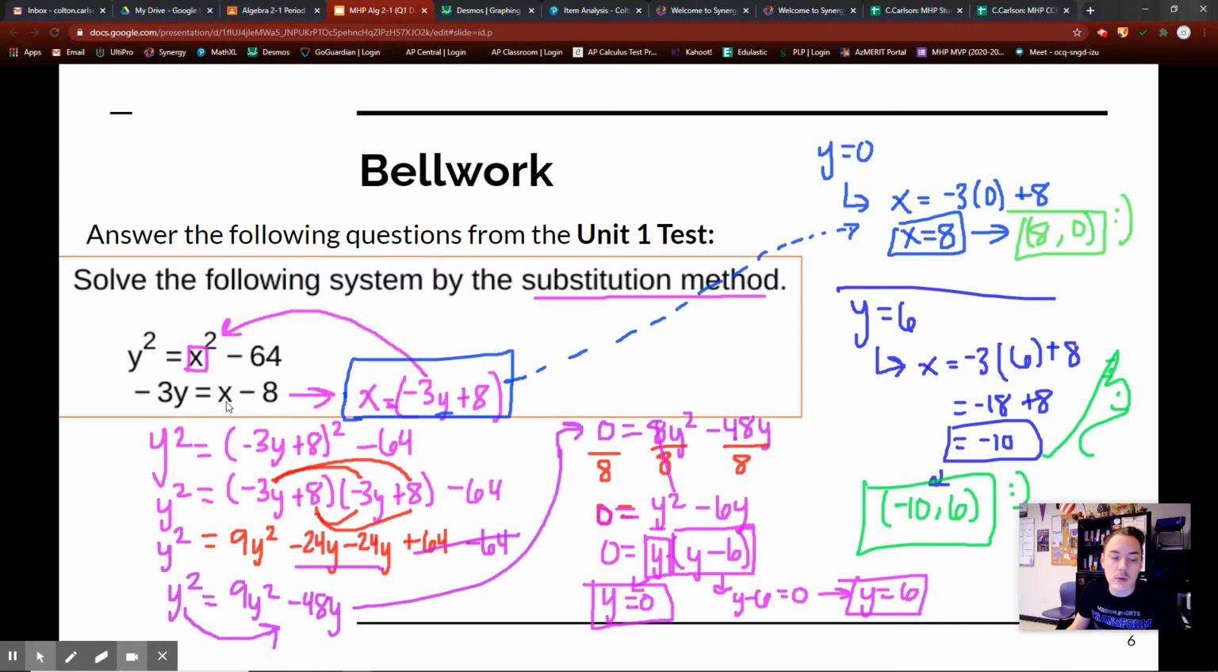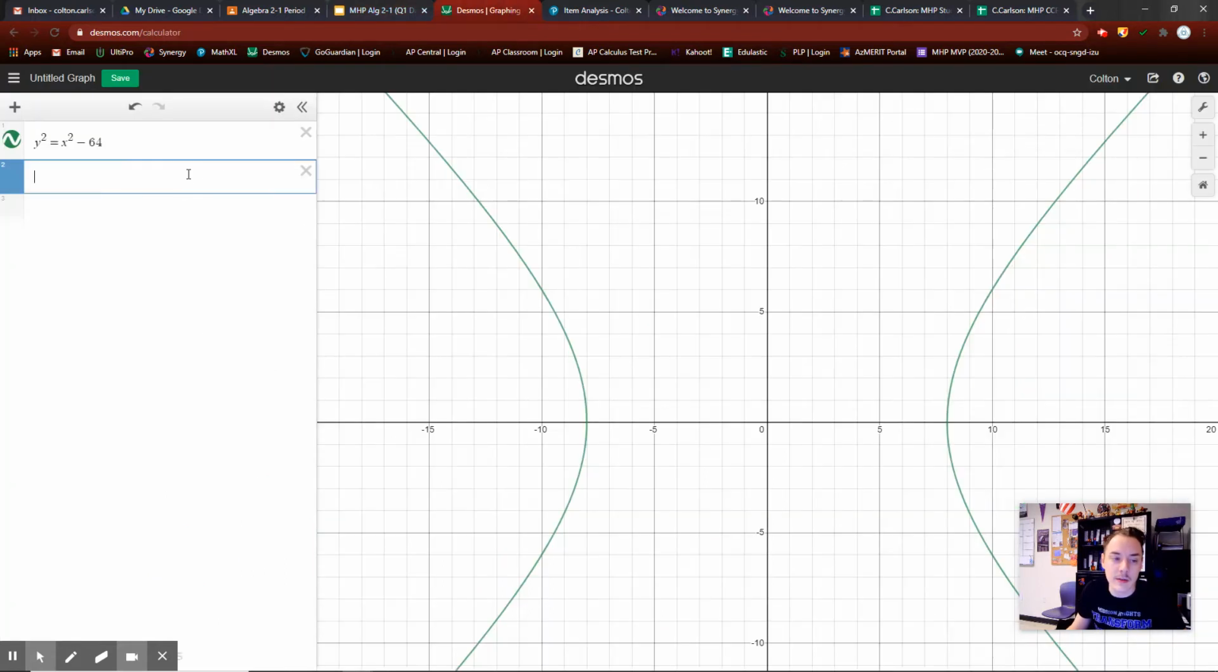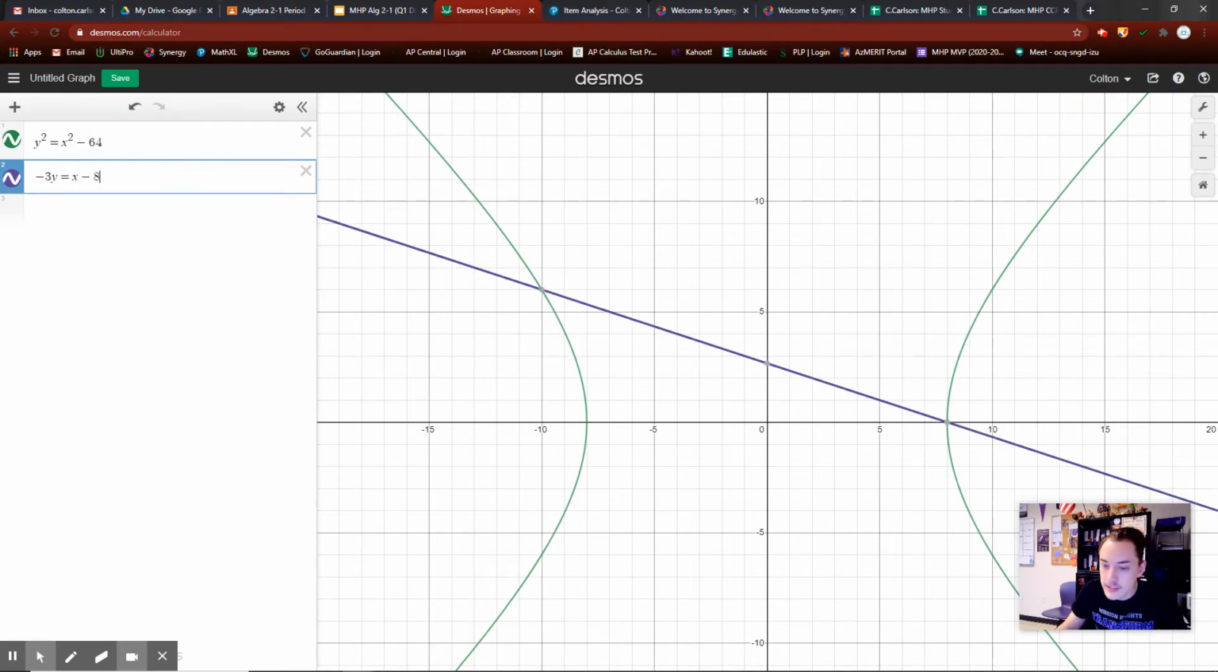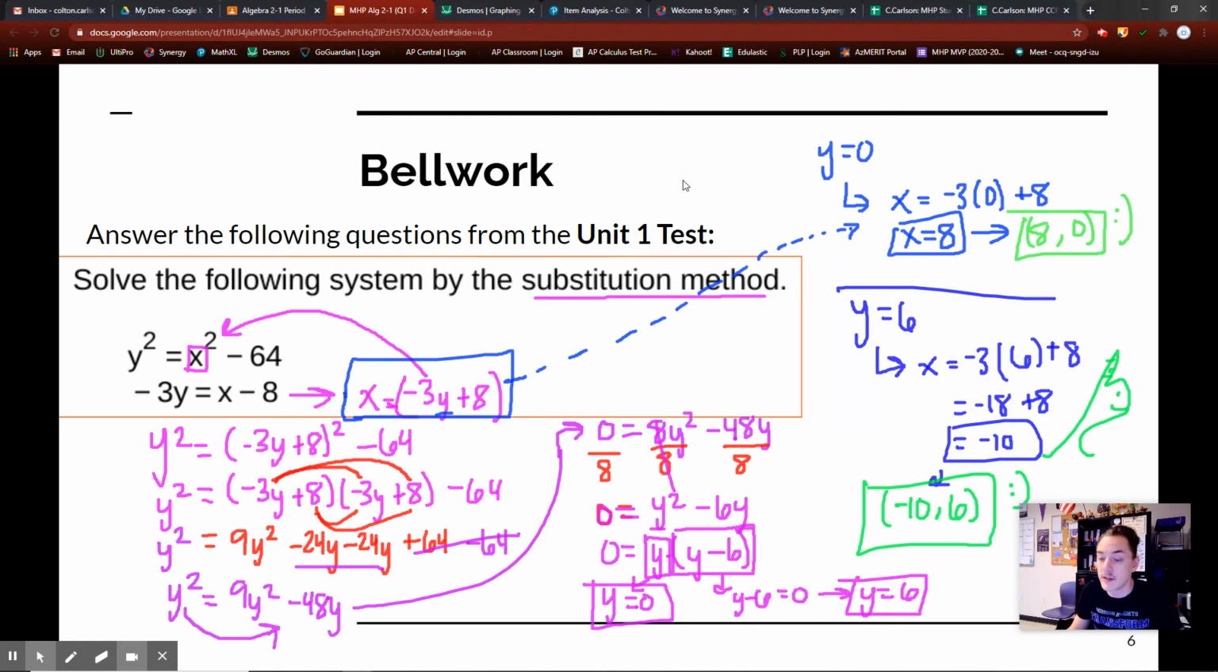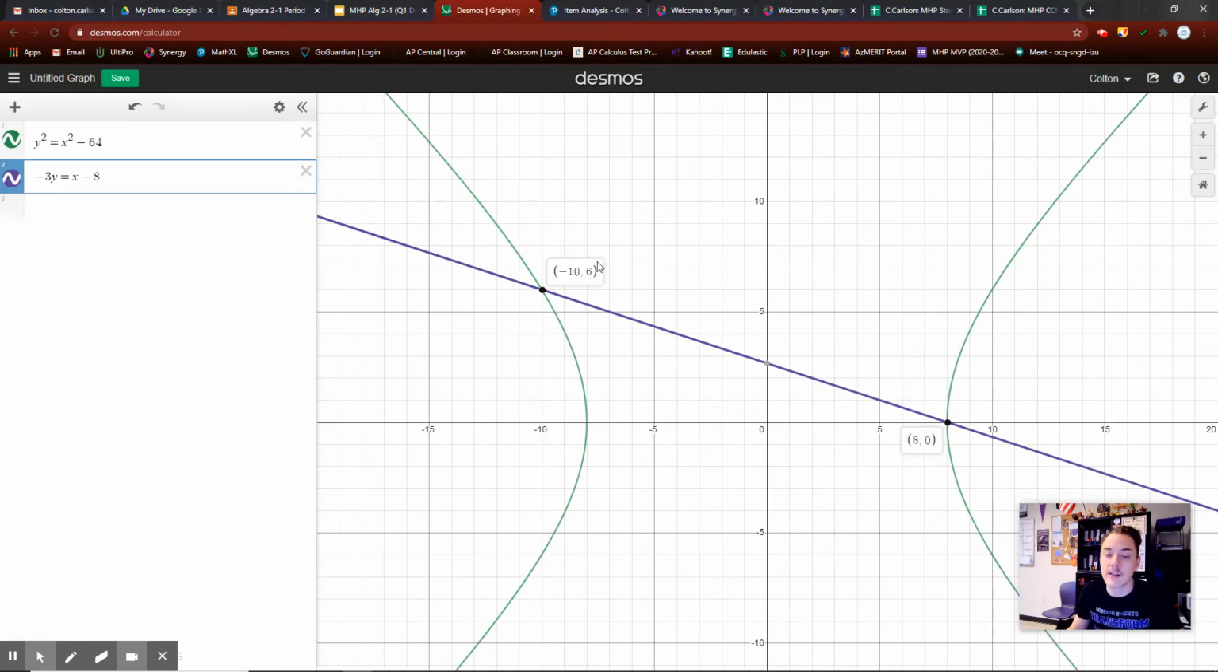Negative 3y equals x minus 8. So I'm going to type that in, negative 3y, and then equals x minus 8. I have this, a line, and what do you know? Those are my points. 8, 0, negative 10, 6.